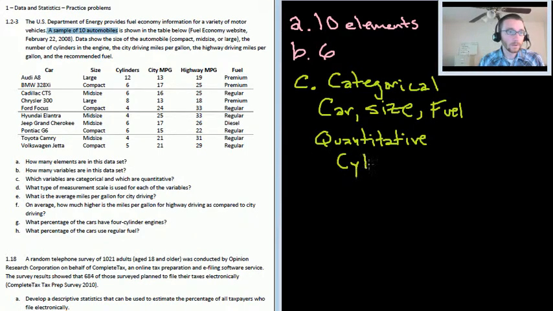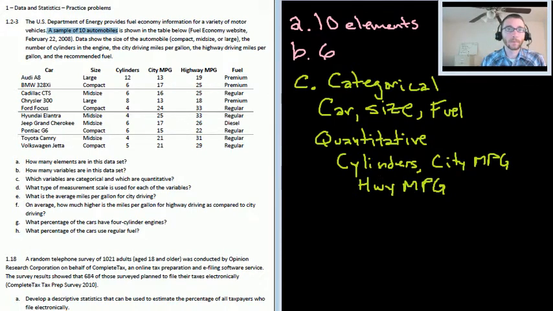Cylinders, city MPG, and highway MPG. All right. Okay, next, part D. What type of measurement scale is used for each of these variables?